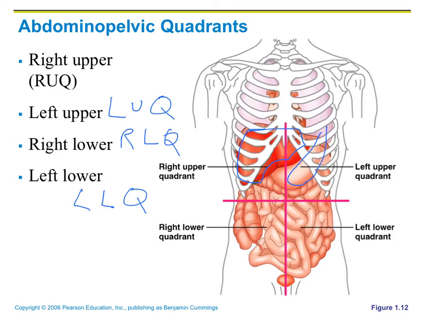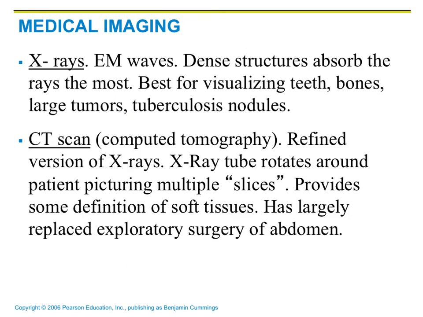In the right lower quadrant, the appendix would be an easy marker. And in the left lower quadrant, the small intestines are principally located here. We're almost at the end, so we're back to talking about the planes and the different imaging technologies to see those different slices of your body. The three big ones are X-rays, CAT scans, and MRI.